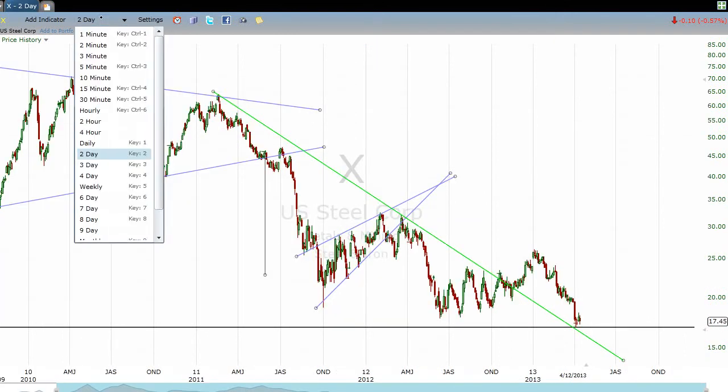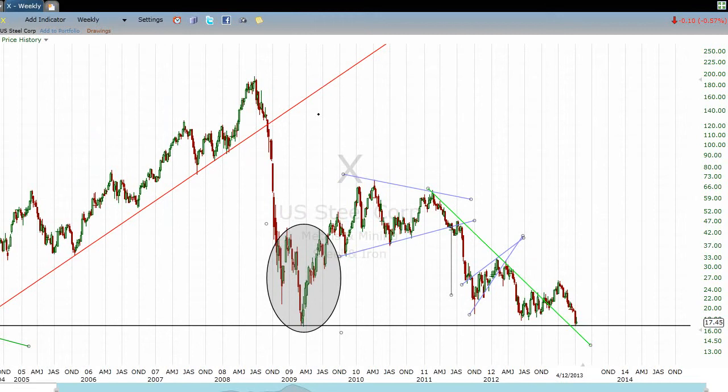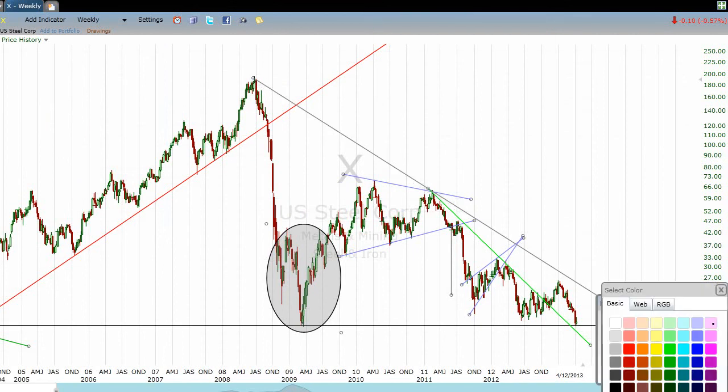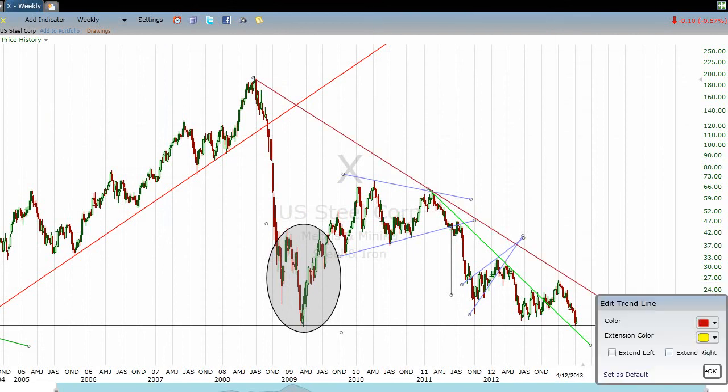Let's back up. Let's look at it on a weekly chart. Now let's go way up here and extend this line over that same starting top, and you can see that line has not been broken. So what that means is I would expect in any rally for this line to put up something of a fight.